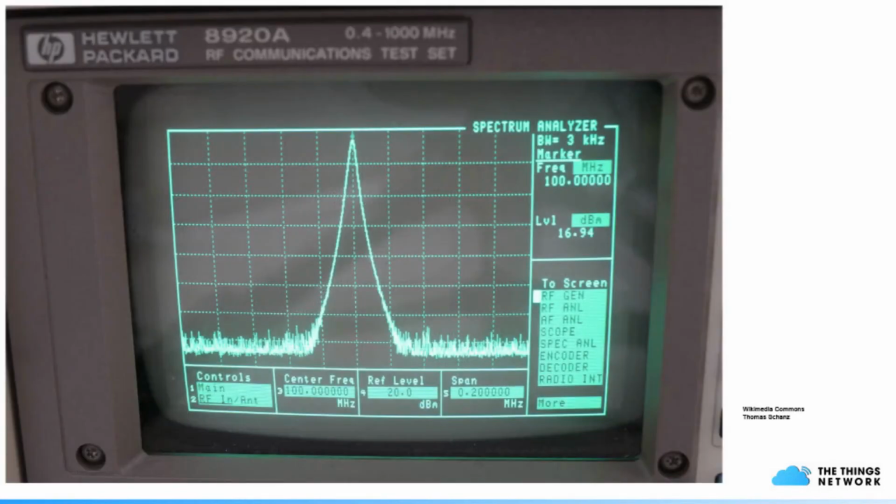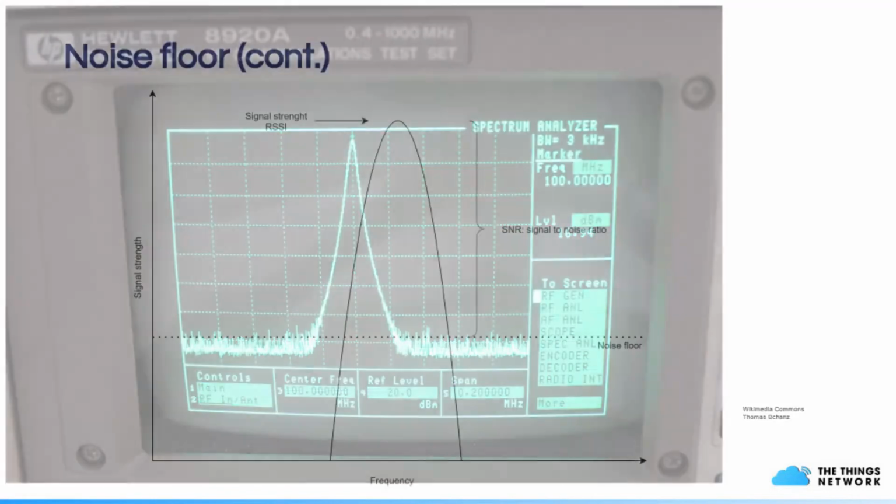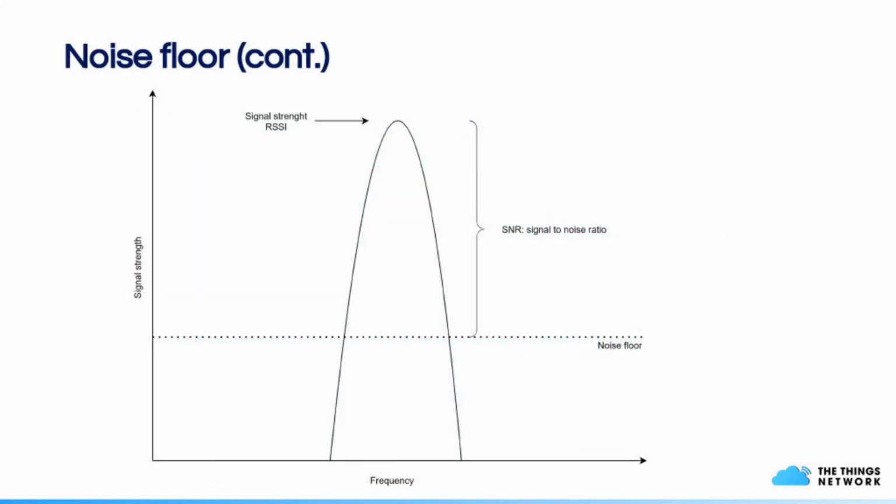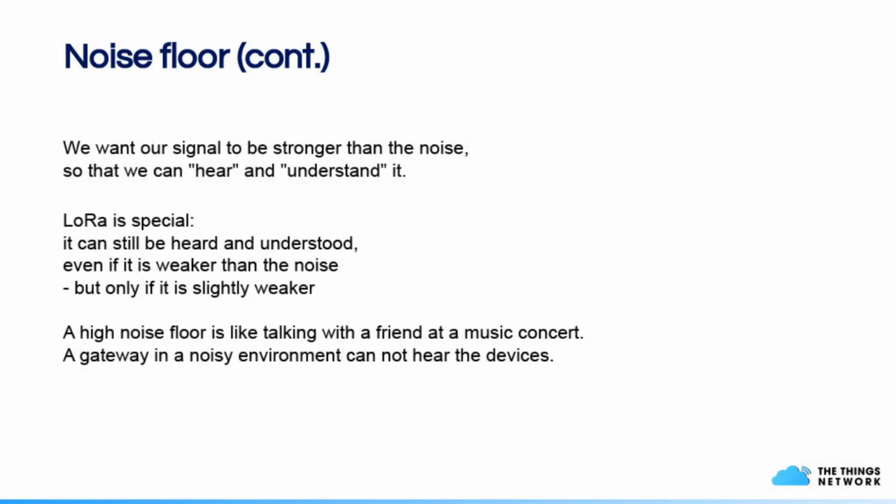If we look at the radio signal on a spectrum analyzer, we will see the strength of the signal as a spike in the middle and the noise floor on both sides of it. The signal strength is the height of the peak. The RSSI value is an estimate for this strength. The noise floor is the horizontal zigzag line at the bottom, and the difference between these two is called the signal to noise ratio.